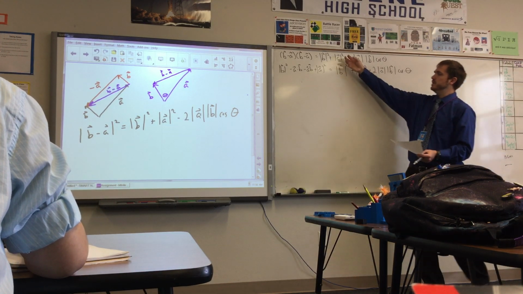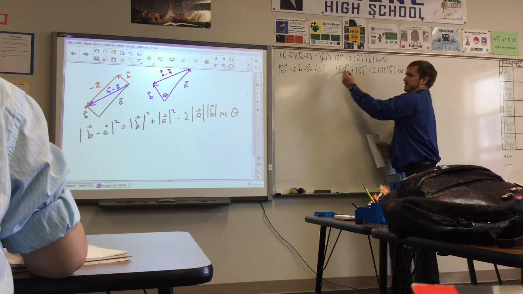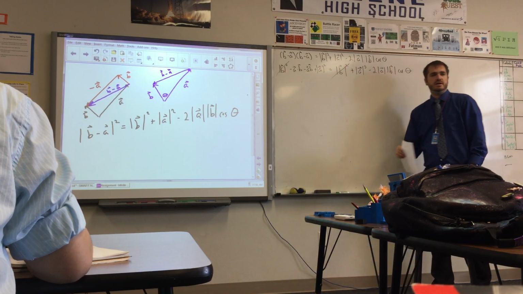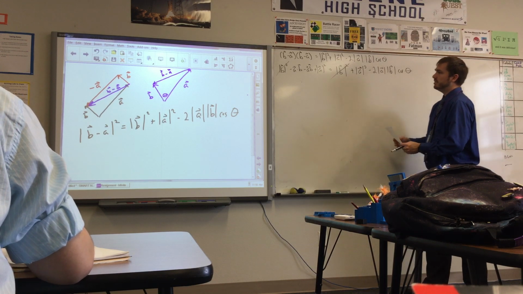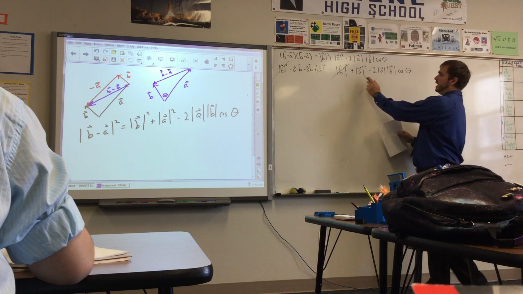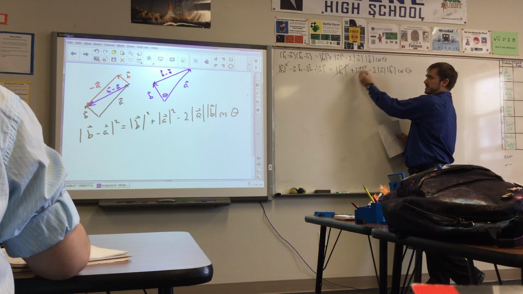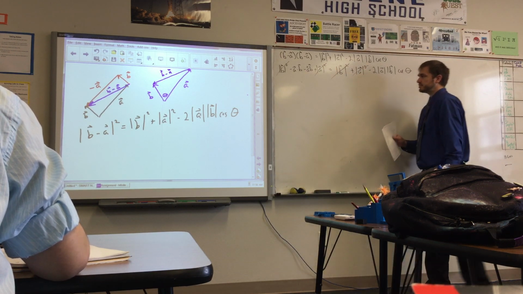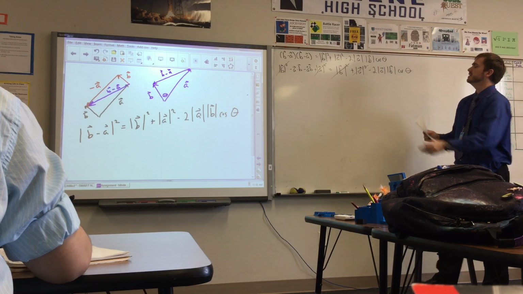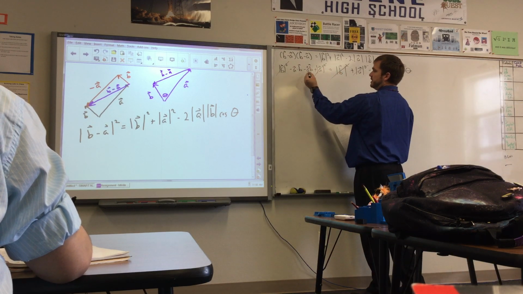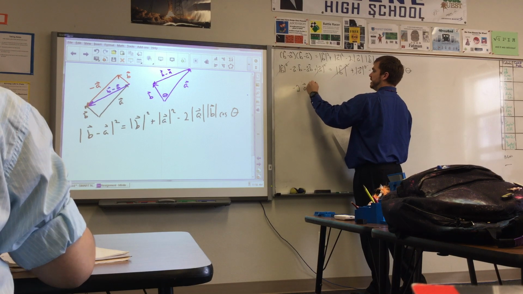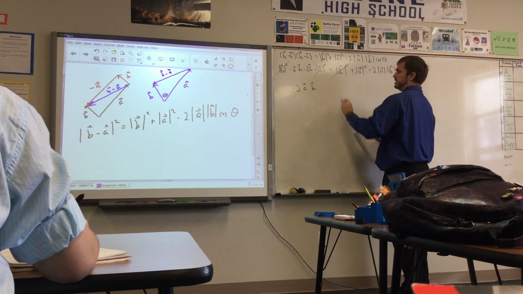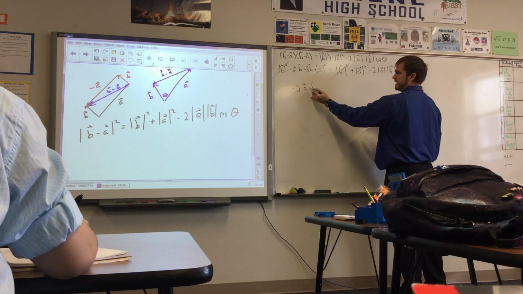I see a b squared. So if I subtract a b squared from this side, I subtract a b squared from that side. And then the negative 2a... I do have a negative. I do the same thing with the a squareds, right? The negative 2 and then the magnitude of a and b. Okay, yep. So this is negative 2 a dot b, right? So that's a dot b.